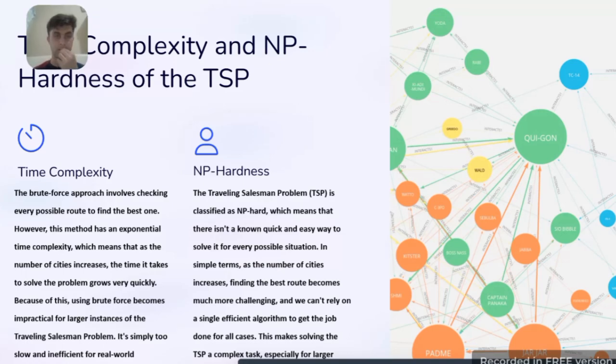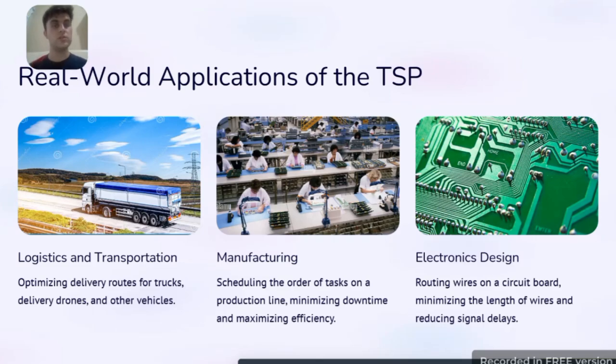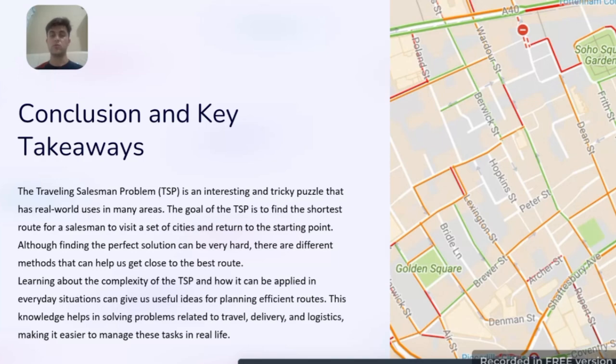NP-hardness: the traveling salesman problem, TSP, is classified as NP-hard, which means that there isn't one quick, easy way to solve it for every possible situation. So real-world applications of TSP are logistics and transportation, manufacturing, and electronics design, for example optimizing delivery routes, scheduling the order of tasks on a production line, routing wires on a circuit board, and many more.